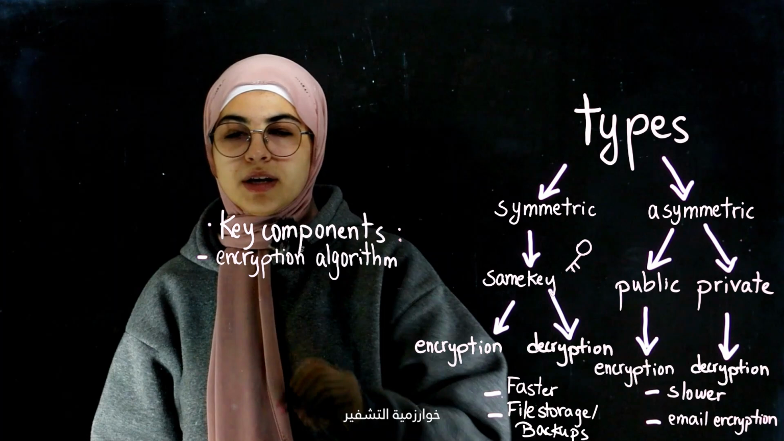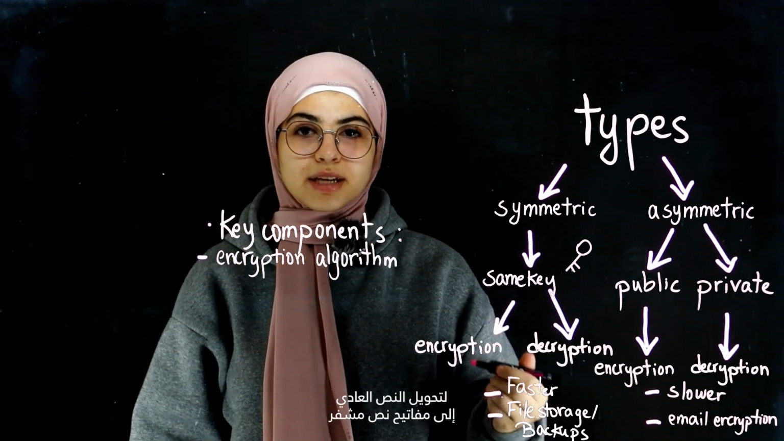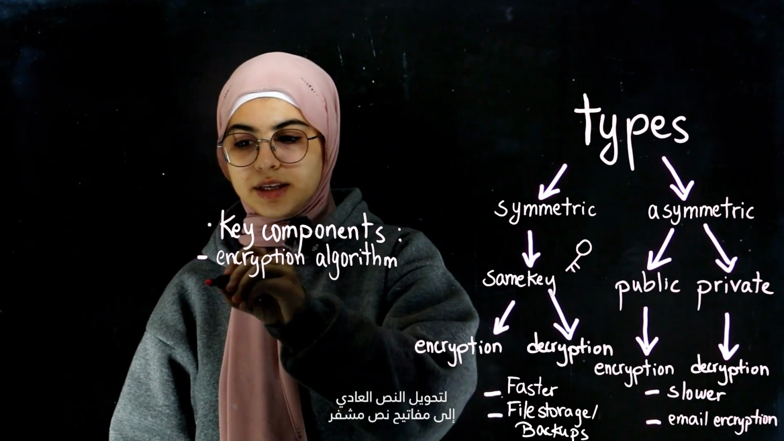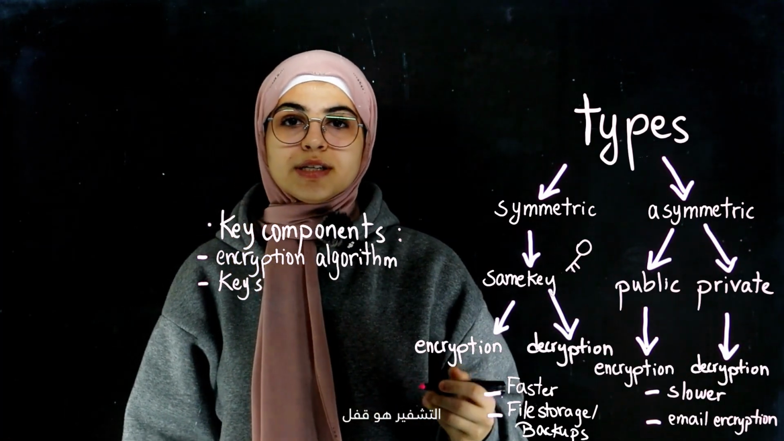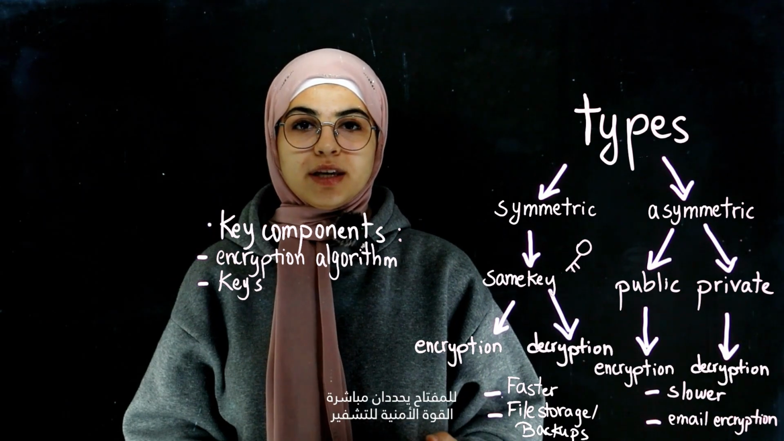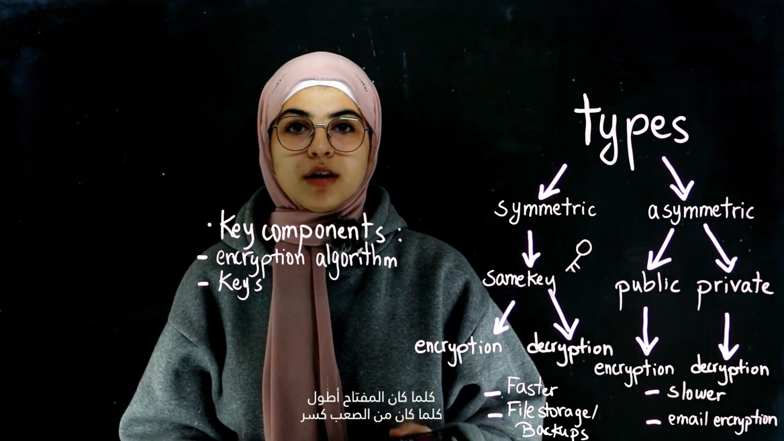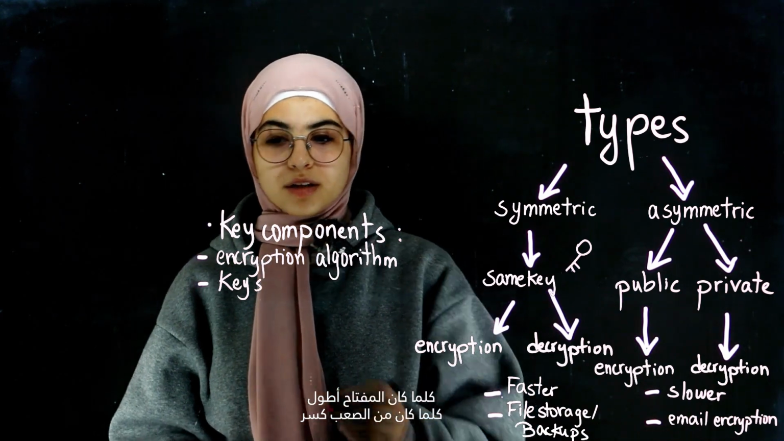Encryption algorithm. As mentioned before, these algorithms are a procedure for transforming plain text into ciphertext. Keys. If encryption is a lock, then the key is what opens it. The length and complexity of the key directly determine the security strength of the encryption. The longer the key, the harder to break.